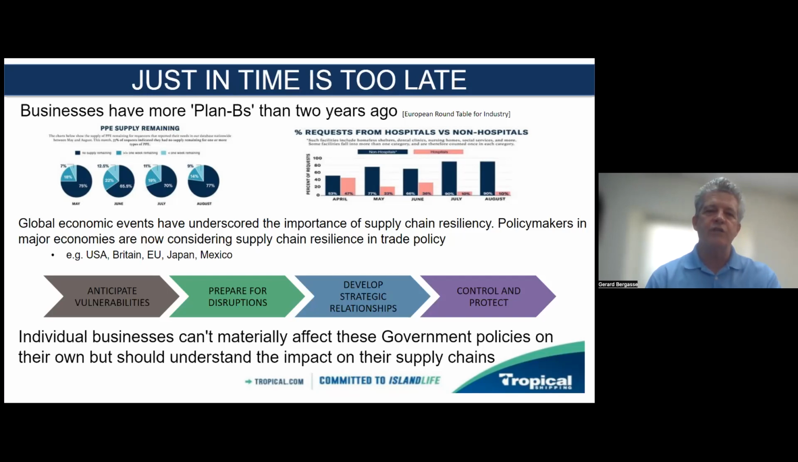And we've all heard about nearshoring or friendshoring or domestic supply. This is a big hot item in the US right now. And the idea there is to sharpen the defensive tools against foreign subsidies by trying to nearshore or domestic supply for critical parts of the supply chain. All these things we see playing out around the world right now. Individual businesses cannot materially affect these government policies, but should understand the impact that they might have on their own supply chains. And the general message here for businesses: anticipate and prepare. So next slide.